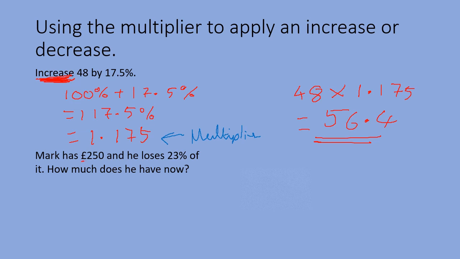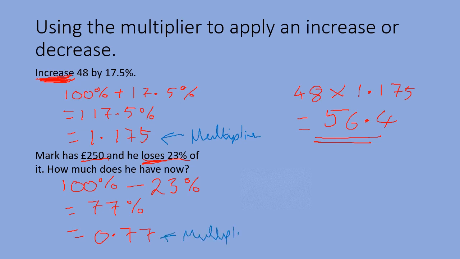Mark has £250 and he loses 23% of it. How much does he have now? So is this an increase or a decrease question? It's got to be a decrease, doesn't it? He loses that money. Okay, so we're going to do 100% take away 23%, which is going to be 77%. We need to convert that to a multiplier, divide by 100, and that is our multiplier.